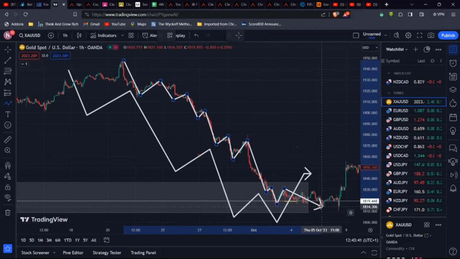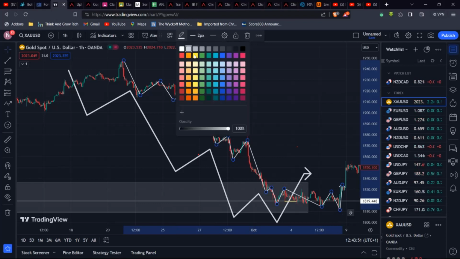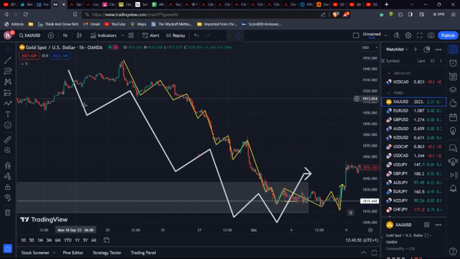So we broke down here, and then we broke up here. Let me make this a different color. Let's make this yellow. So this white one shows the 4-hour structure, right? You can see it made 1, 2, 3, 4 waves before breaking up. However, the 1-hour structure is bearish. It makes multiple waves, almost 10 waves before it broke up.